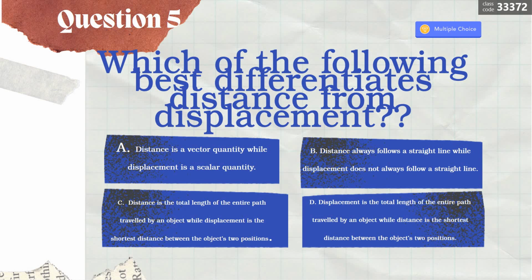Number 5. Which of the following best differentiates distance from displacement? A, distance is a vector quantity while displacement is a scalar quantity. B, distance follows a straight line while displacement does not always follow a straight line. C, distance is the total length of the entire path traveled by an object while displacement is the shortest distance between the object's two positions. Or D, displacement is the total length of the entire path traveled by an object while distance is the shortest distance between the object's two positions. Time is up. It's letter C. Distance is the total length of the entire path traveled by an object, while displacement is the shortest distance between the object's two positions.